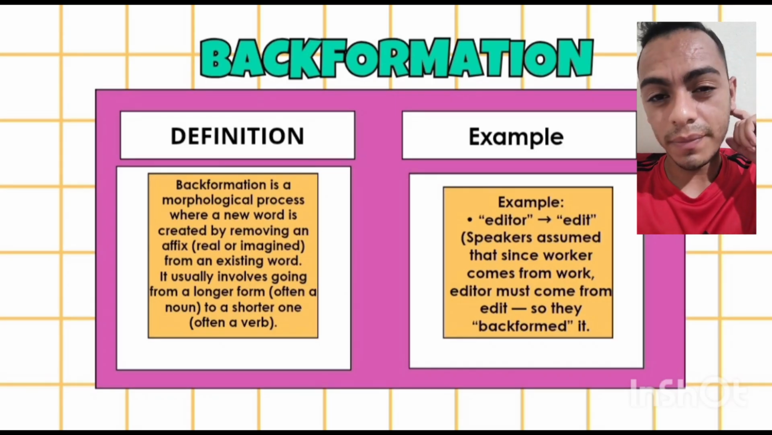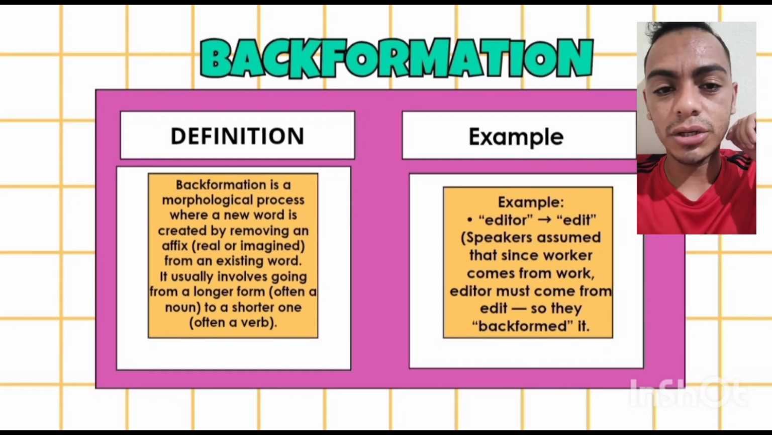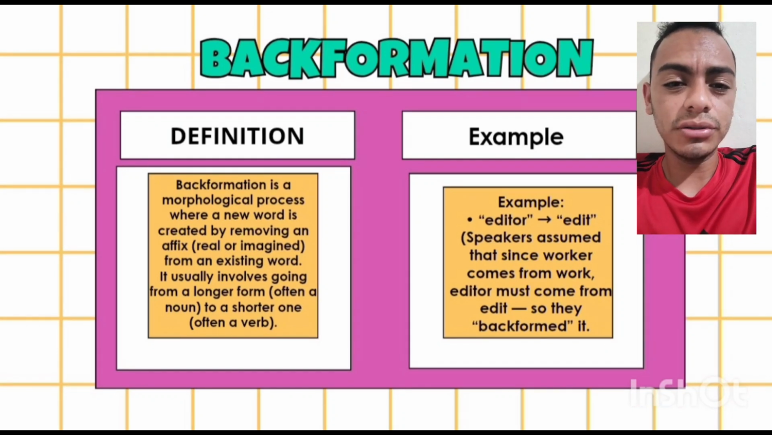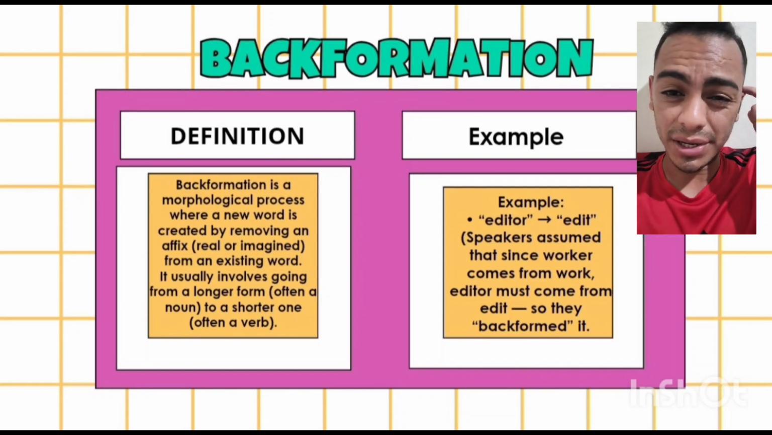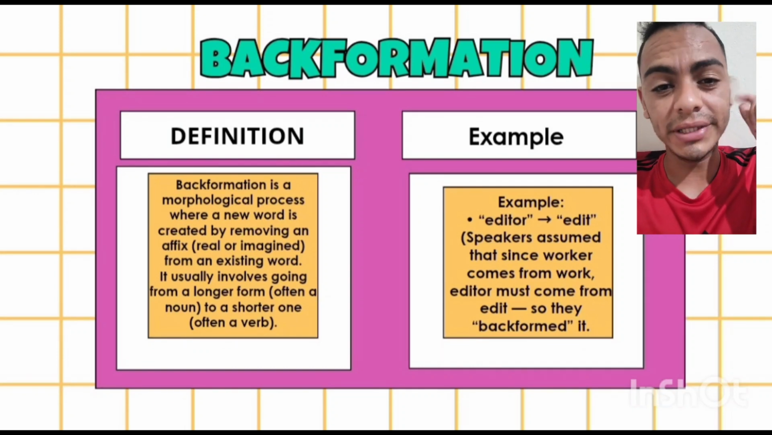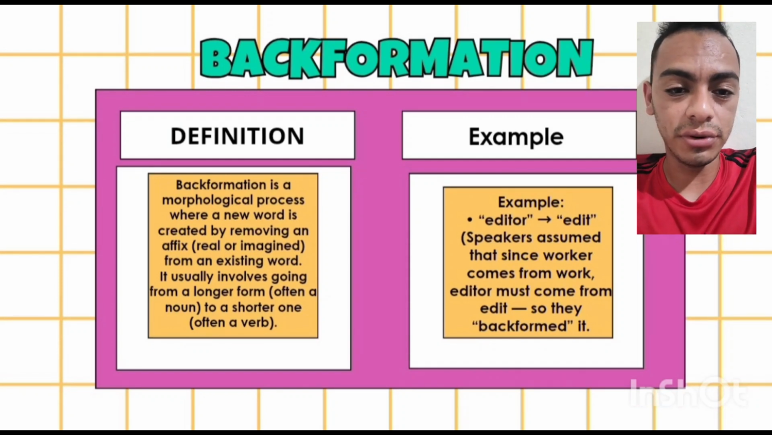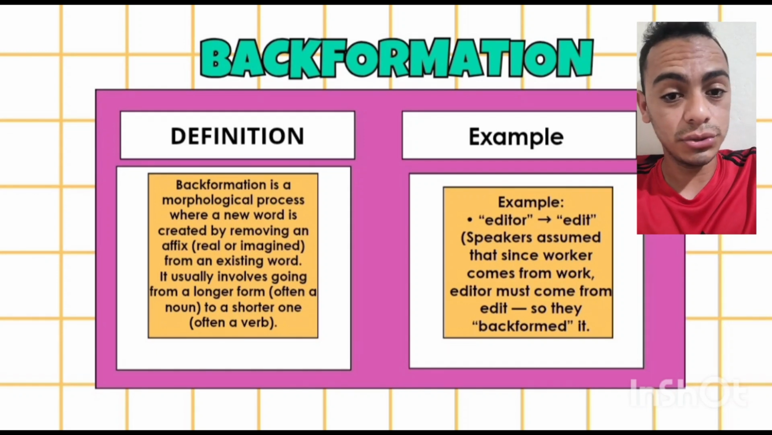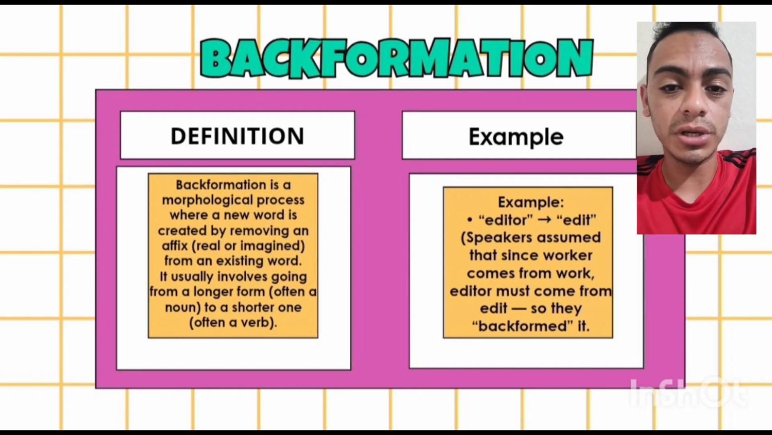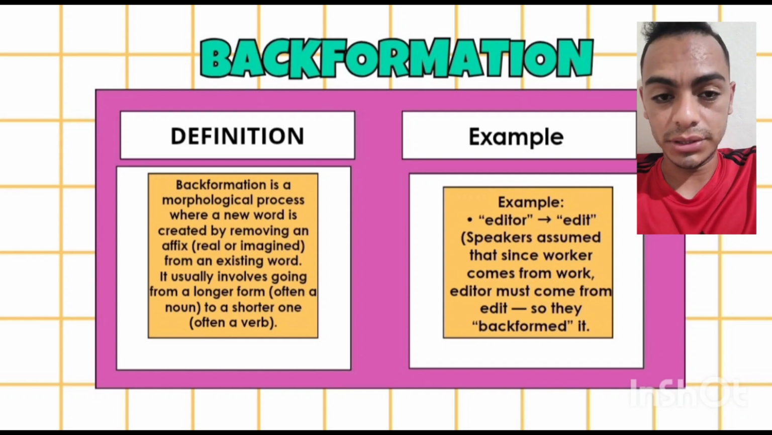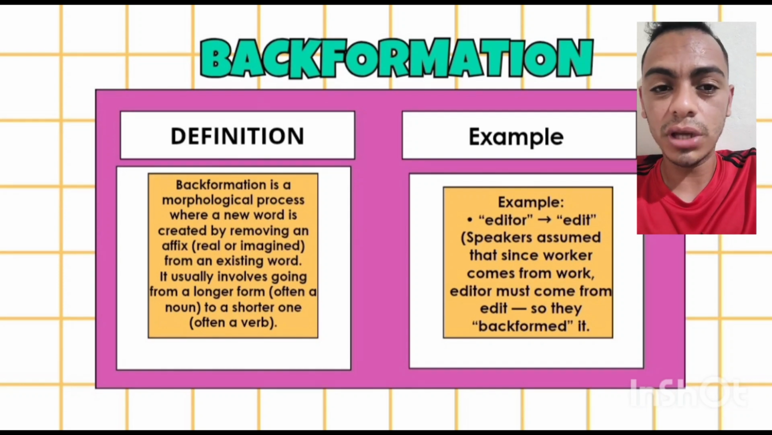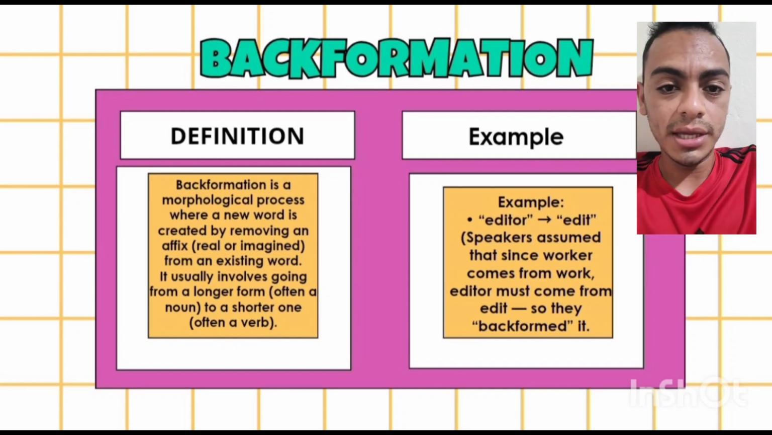Hi, I'm Daniel and I'm going to talk about back formation and onomatopoeia. Back formation is a morphological process where a new word is created by removing an affix, real or imagined, from an existing word. It usually involves going from a longer form, often a noun, to a shorter one, often a verb. For example, editor to edit. Speakers assume that since worker comes from work, editor must come from edit, so they form the verb. In a morphological aspect, it shows how speakers unconsciously analyze word structures and reinterpret them to form new words.